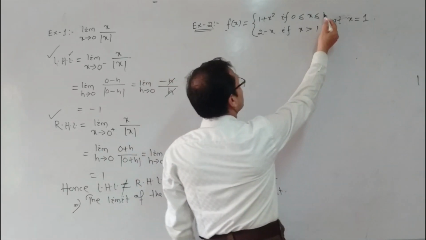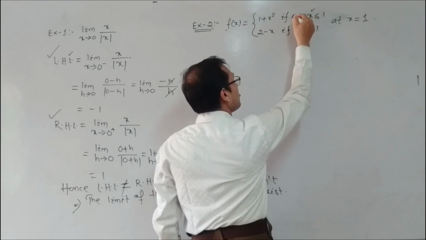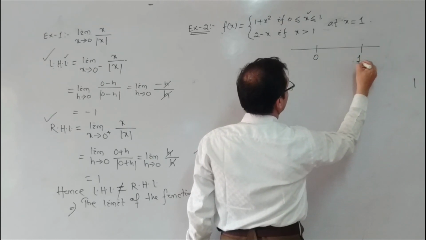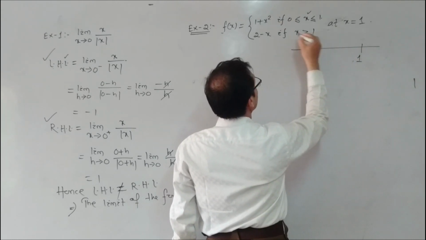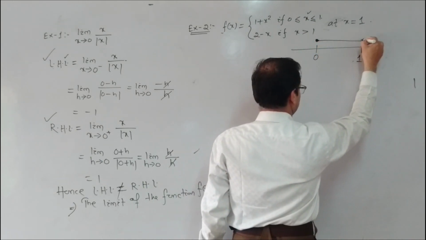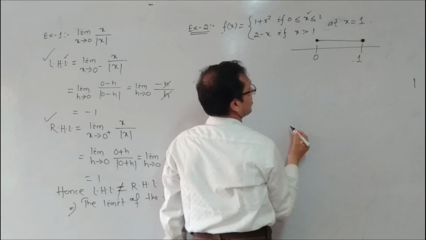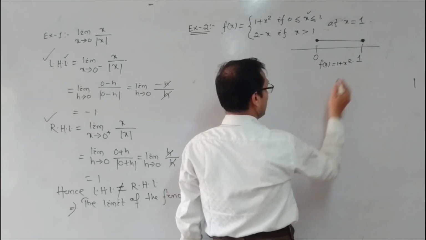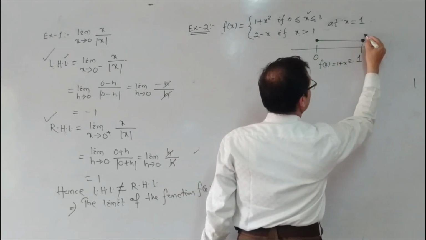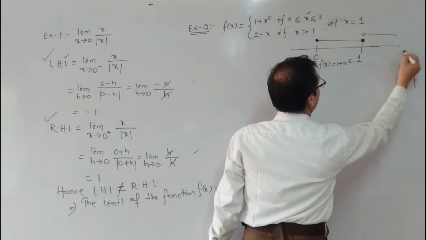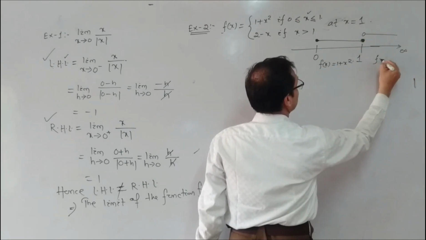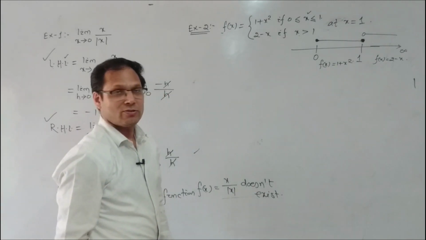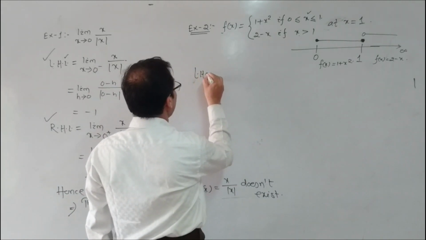You see, this means that when the value of x is greater than or equal to 0 and less than or equal to 1, suppose here 0 and here 1, a closed interval, f(x) is equal to 1 plus x square. If the value of x is greater than 1, that means the open interval up to infinity, then f(x) is equal to 2 minus x. Okay, would you follow or not? So this one is given. So now we have to find the LHL.